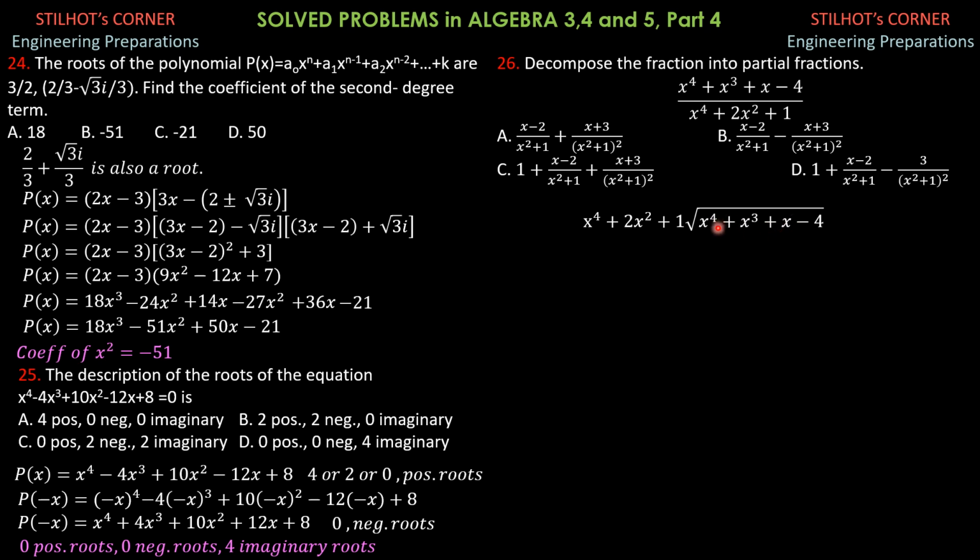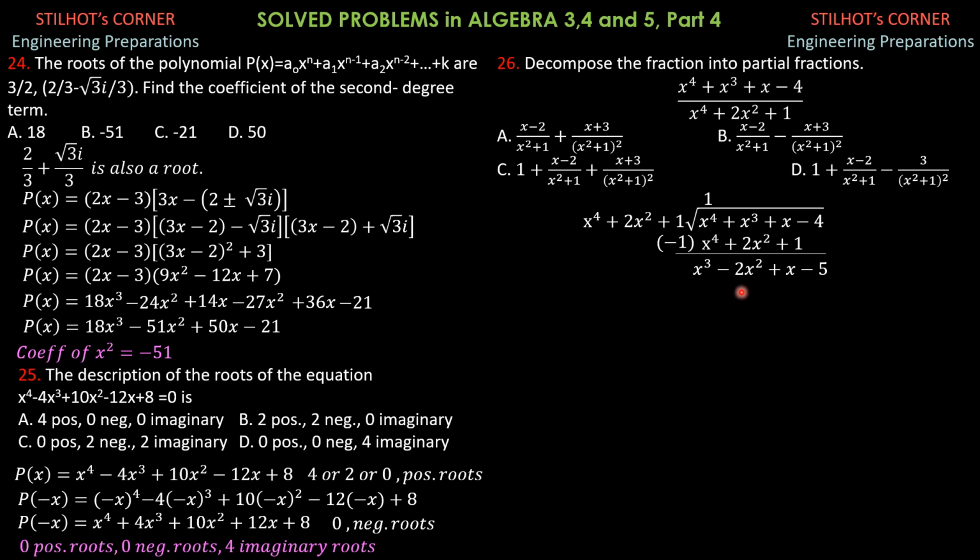So x to the fourth divided by x to the fourth is 1. 1 times x to the fourth is x to the fourth plus 2x squared plus 1. Then subtract. Then we have x cubed minus 2x squared plus x. Negative 4 minus 1 is negative 5. So x cubed minus 2x squared plus x minus 5.